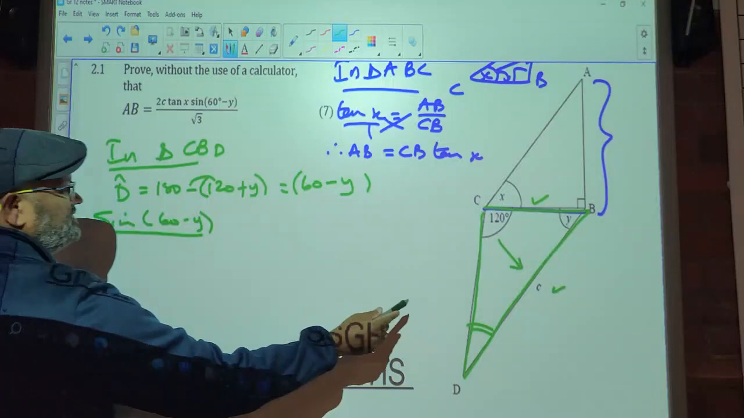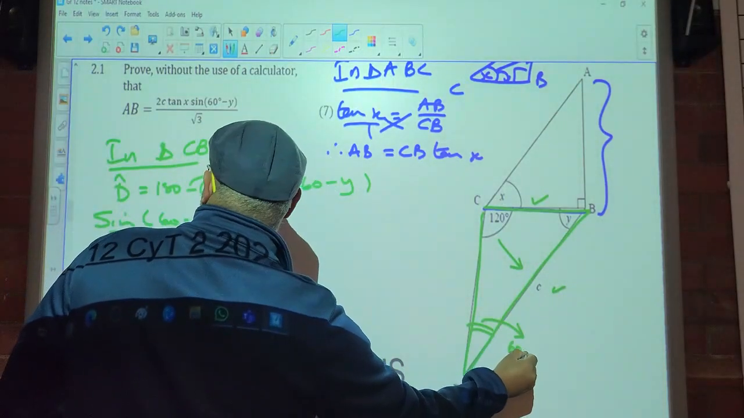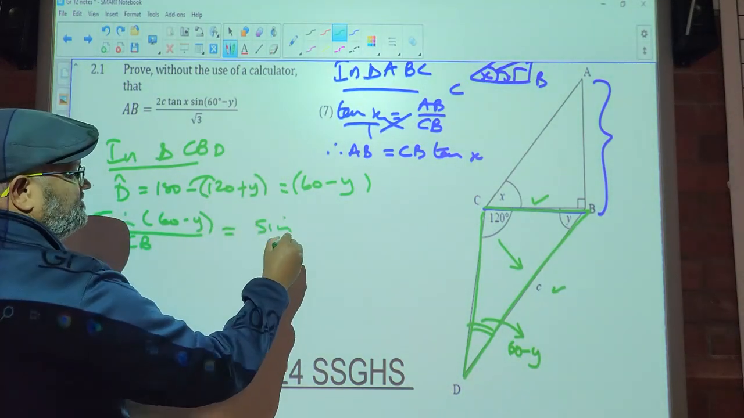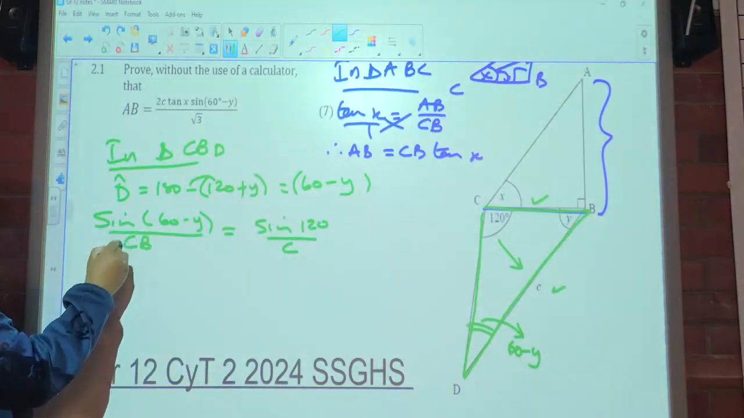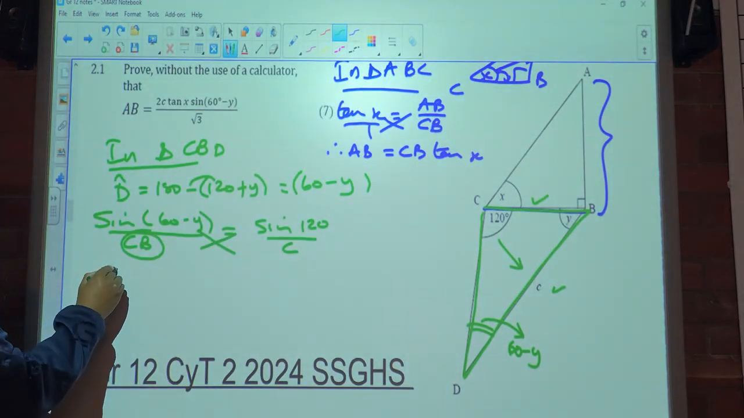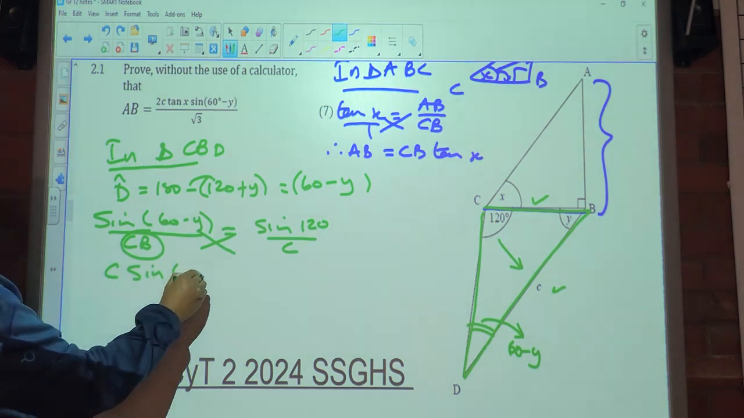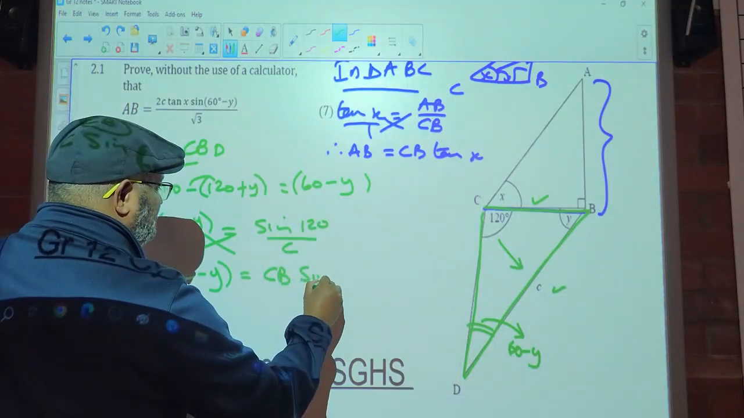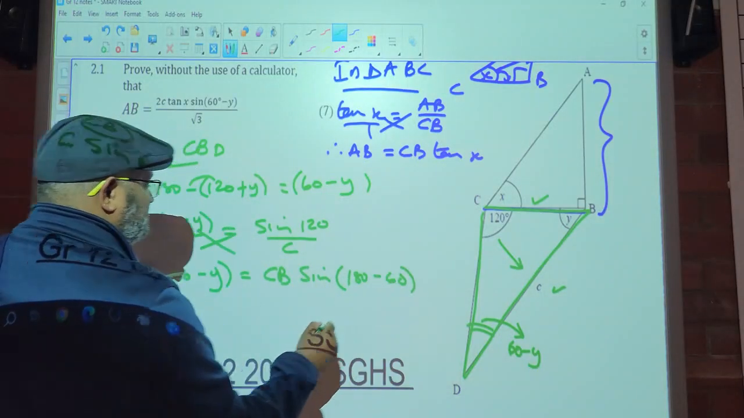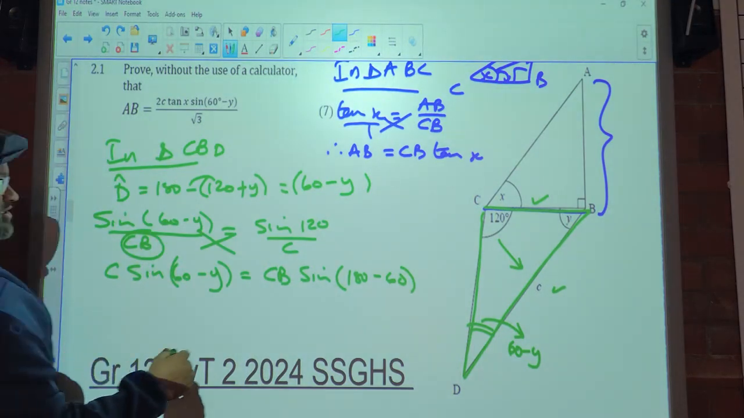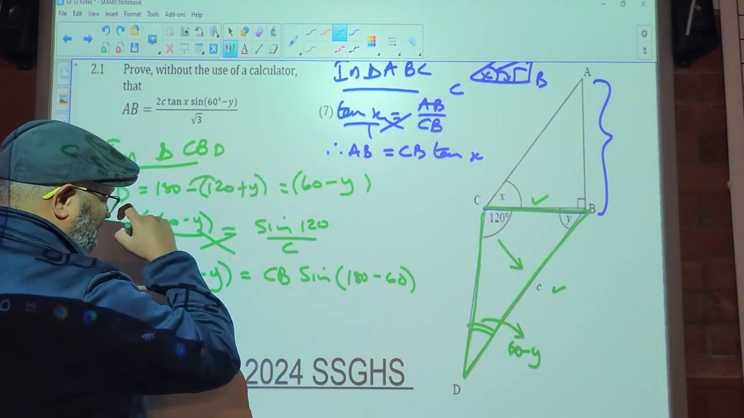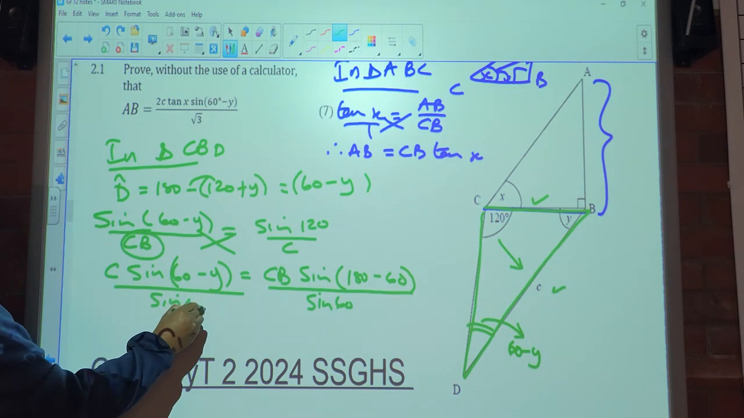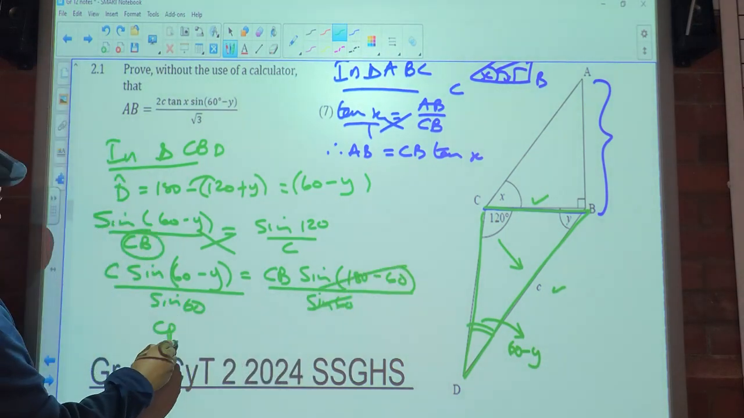Sine of 60 minus y over opposite, which is CB, is equal to sine of 120 over c. Now we make CB the subject. Cross multiply, so c sine of 60 minus y is equal to CB sine 120. Now sine 120 can be written as sine of 180 minus 60, which takes you to quadrant 2, so sine is positive. So I divide by sine 60 on both sides, which of course cancels. So CB is equal to c sine of 60 minus y over sine 60.